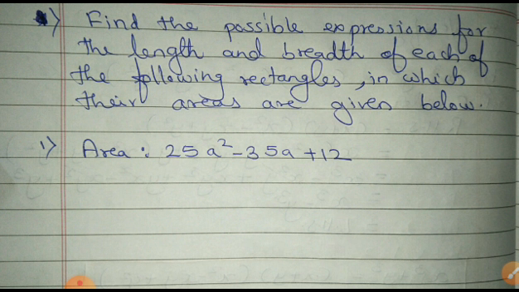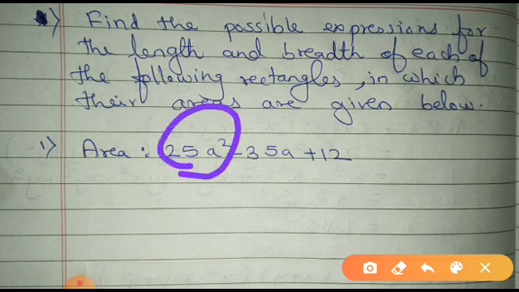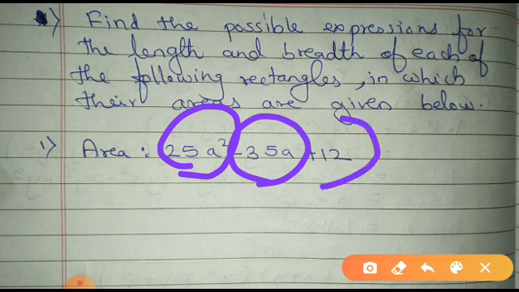Now here I have three terms. Three terms means I can make use of either (a plus b) whole square or (a minus b) whole square. Now see whether I have square terms or not. I have 25a square, it is the square of 5a, no problem. Here it is 35a, but it is not a square term, so I cannot. Plus 12, again it is not a perfect square. So I cannot make use of the identity.